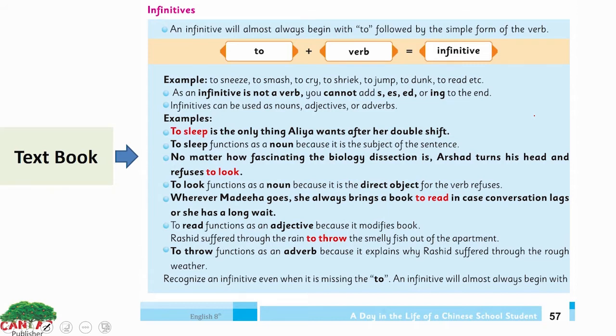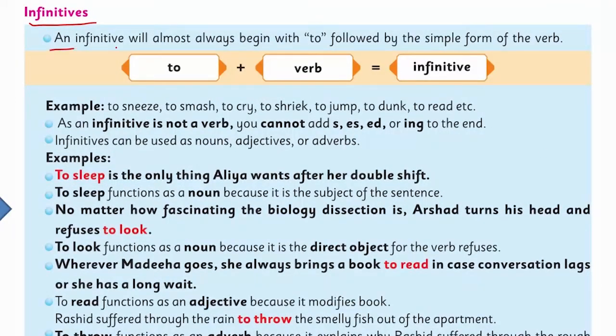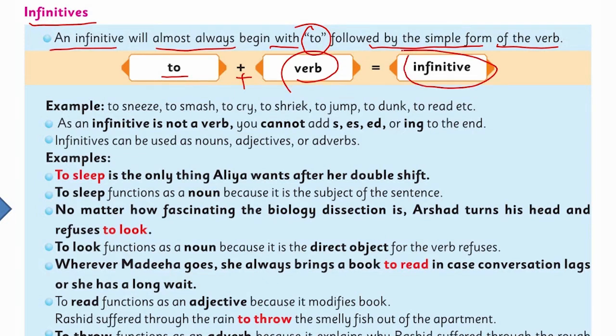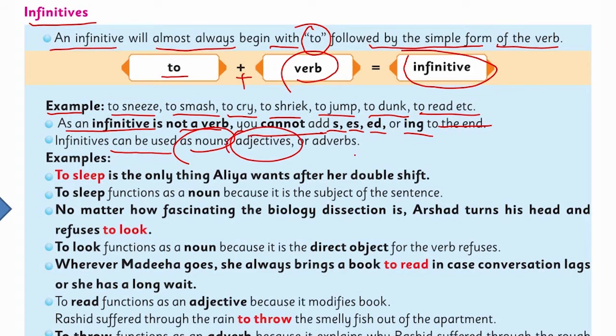What are infinitives? Page number 57 of your textbook. An infinitive will almost always begin with to, followed by the simple form of the verb, the first form of verb. Like to plus verb is called infinitive. For example, to sneeze, to smash, to cry, to shriek, to jump, to dunk, to read, etc. As an infinitive is not a verb, you cannot add s, es, ed or ing to the end. Infinitives can be used as nouns, adjectives or adverbs.